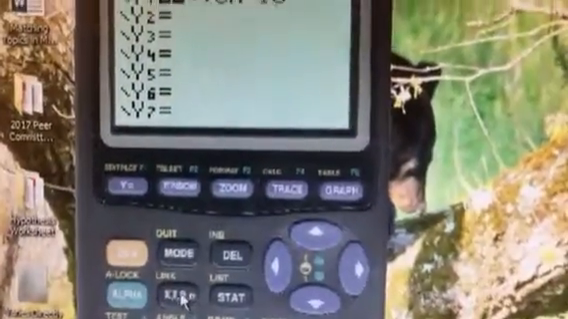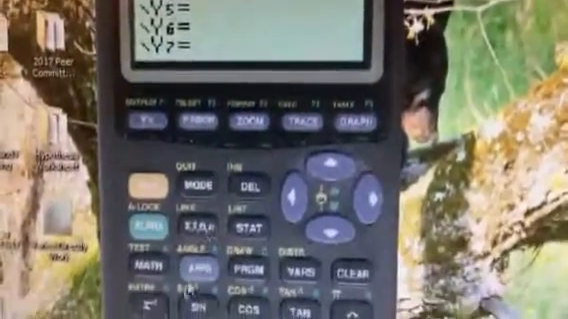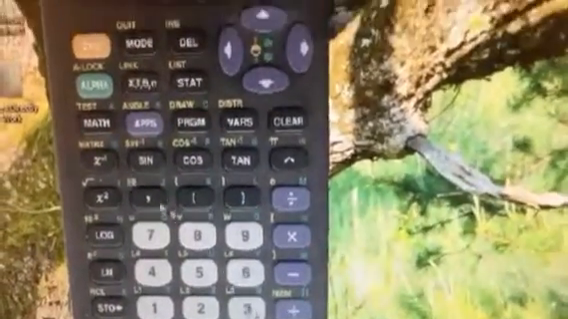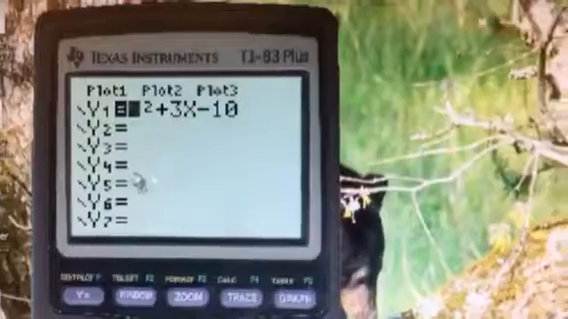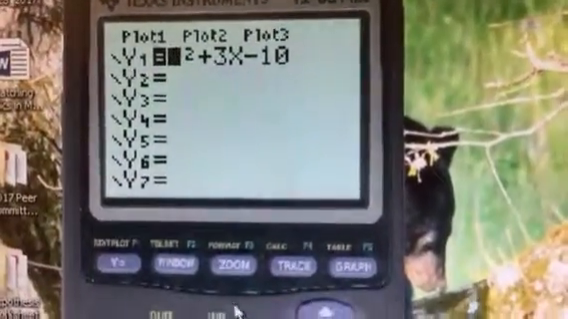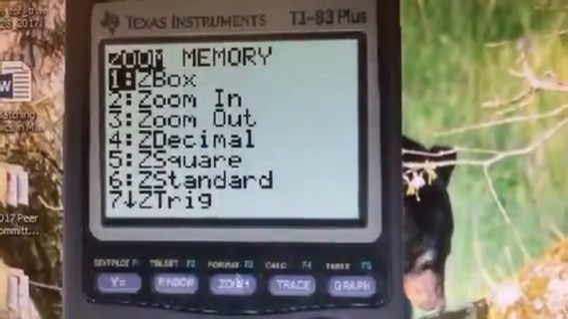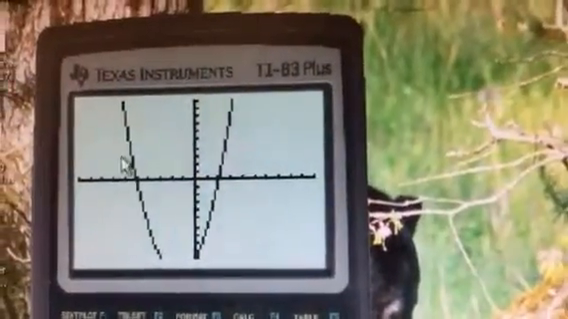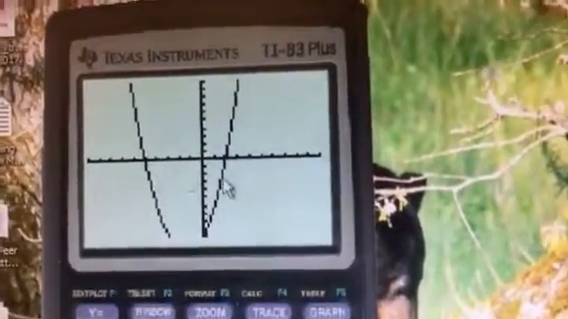So notice here's my x, so I'm going to type in x squared, and then I have plus 3x, so you'll do plus 3 and then x, and then minus 10, and minus is on the right. Now I need to graph this equation. So I'm going to push zoom, and I'm going to pick standard number 6. And when I do this, it will graph the function with a 10 by 10 window.